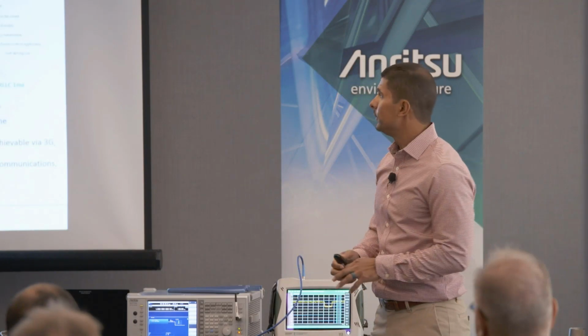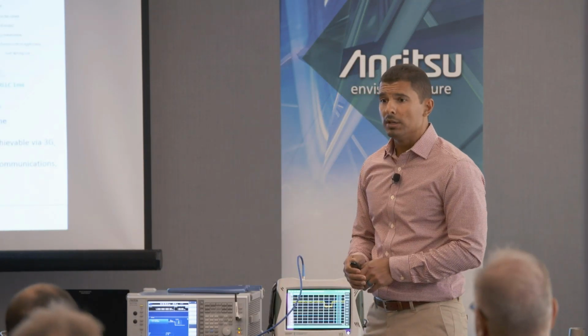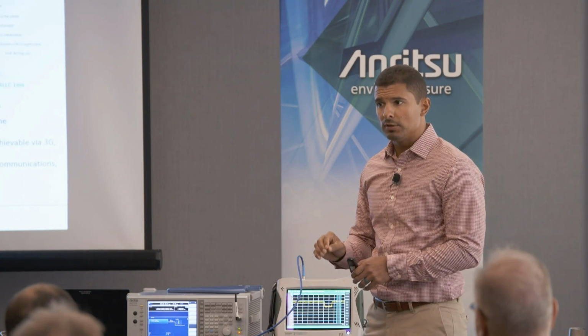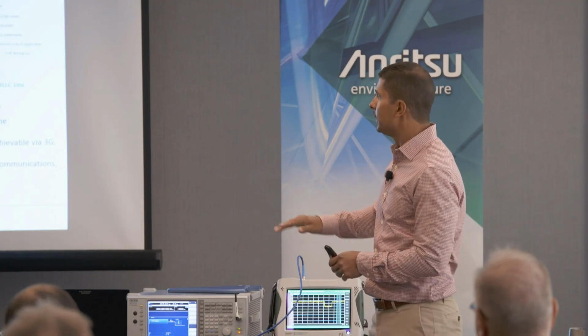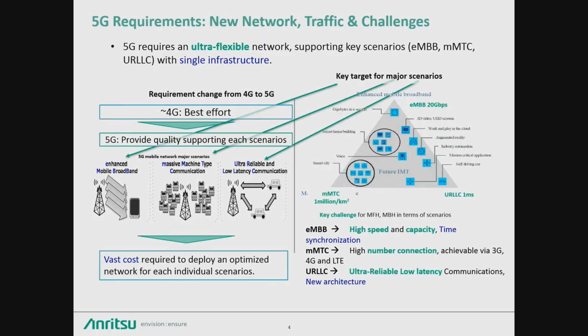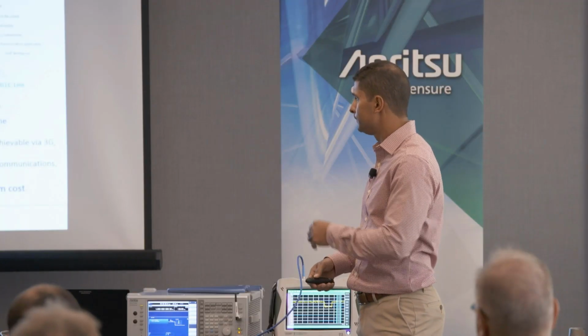But the point I'm trying to make here, as we call this slide new traffic and new challenges, is that each one of these scenarios is very different as far as requirements are concerned. When you look at enhanced mobile broadband, it's all about throughput. Whereas when you look at machine-to-machine communications, it's all about the high number of connections. And finally, when you look at ultra-reliable low-latency communication, it's all about speed or latency. How fast can I get that traffic? 3 profiles, 3 requirements, but all have to be supported over the same network. How do we get that accomplished?